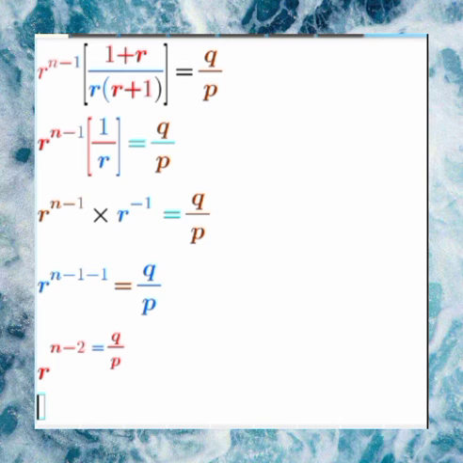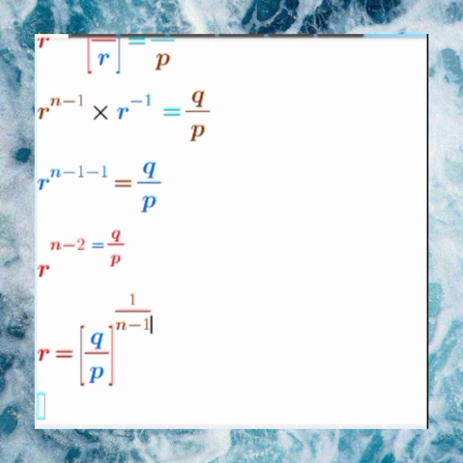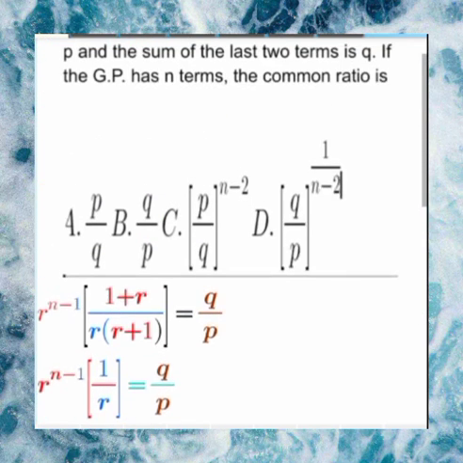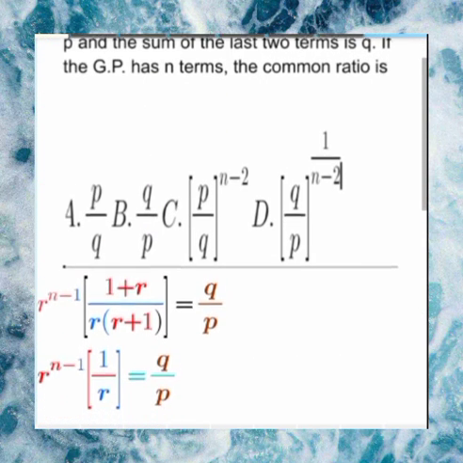So what we do is to find the n minus 2 root of both sides of the equation. So we're going to end up with r equals q over p raised to power 1 over n minus 2. So that's the correct one. So the correct option is option D.